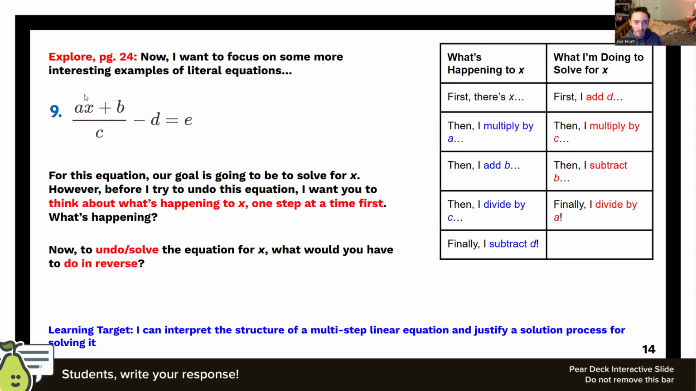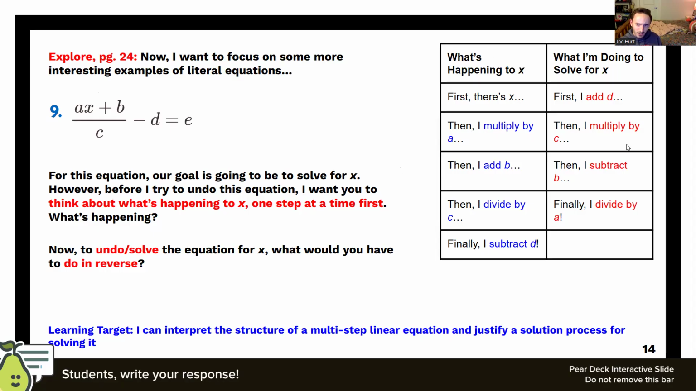But then if you look at the left-hand side here, you multiplied it by a. Once you had ax, then you added b to it. And once you had ax plus b, then you divided by c. And then the last thing you did is you subtracted by d. And then you have the equation, and we're trying to undo it, right?